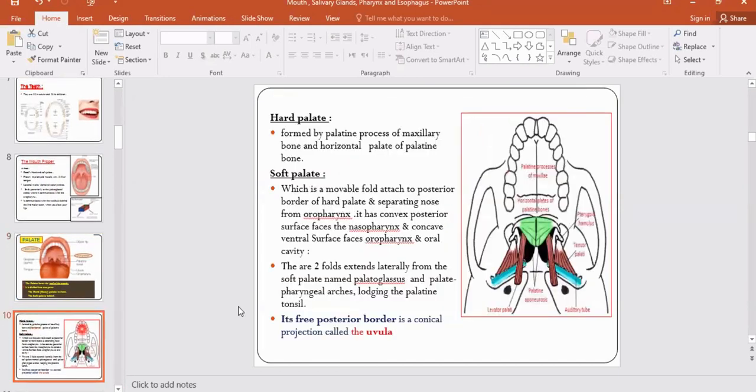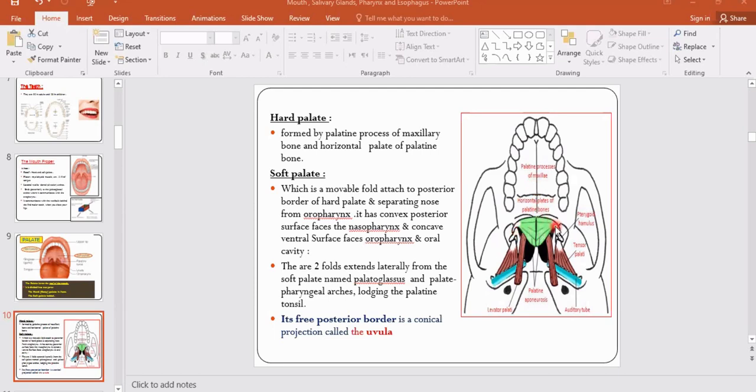We have to go quickly. So hard palate, you can see, is formed by the palatine process of the maxillary bone. You will see in the skull, definitely when you do the musculoskeletal system, there is a maxillary bone behind your nose, and that is forming the floor of the nose, but it is forming the roof of the oral cavity. This is the horizontal plate of the palatine bone, and the maxillary bone, both combine to form the hard palate.